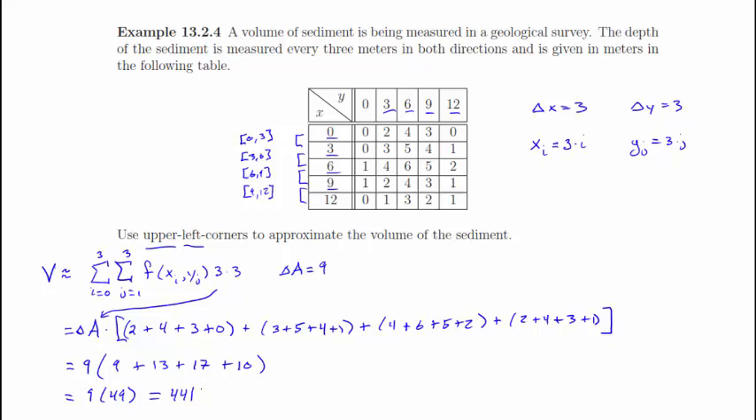And so now we have estimated our volume to be 441. Since this is a story problem, I want to write a conclusion and talk about my units here. So the volume of the sediment is about 441 cubic meters.